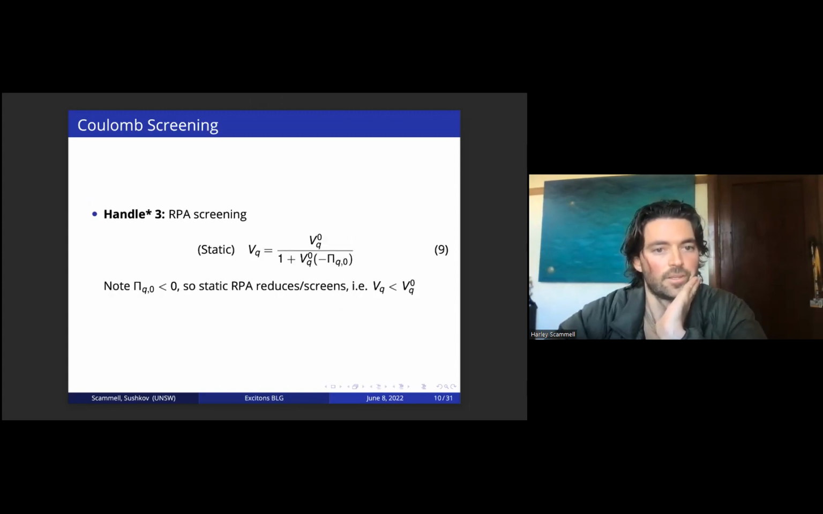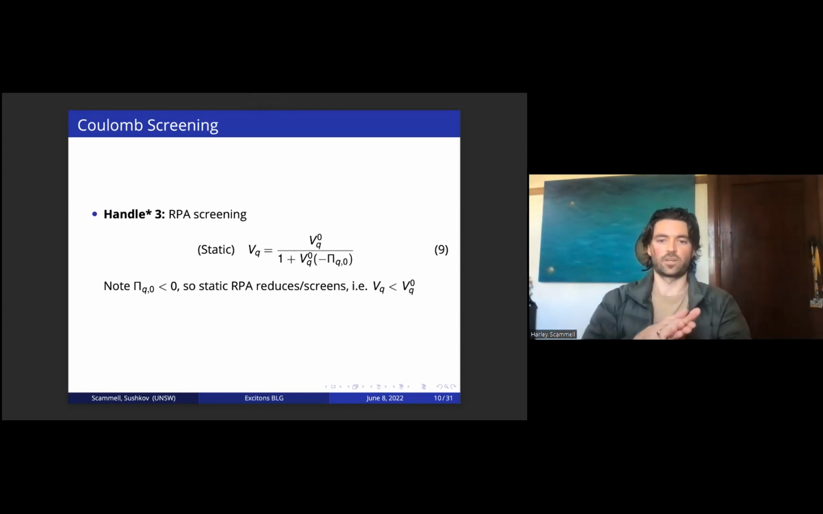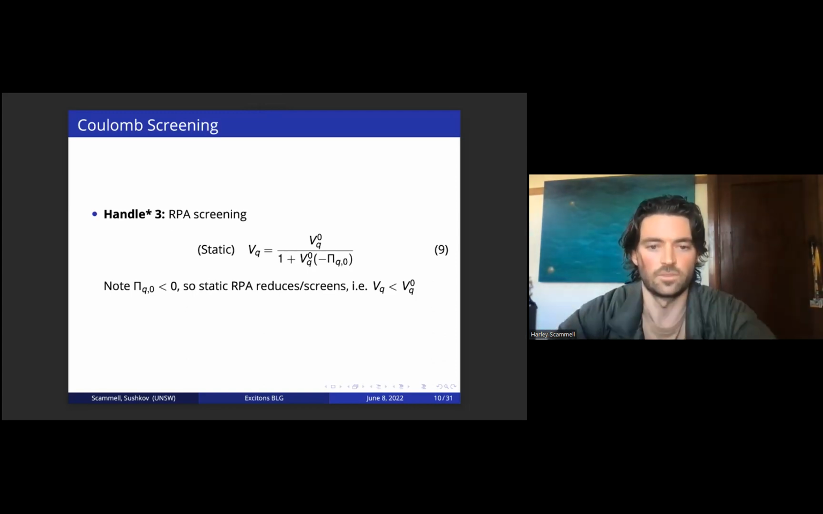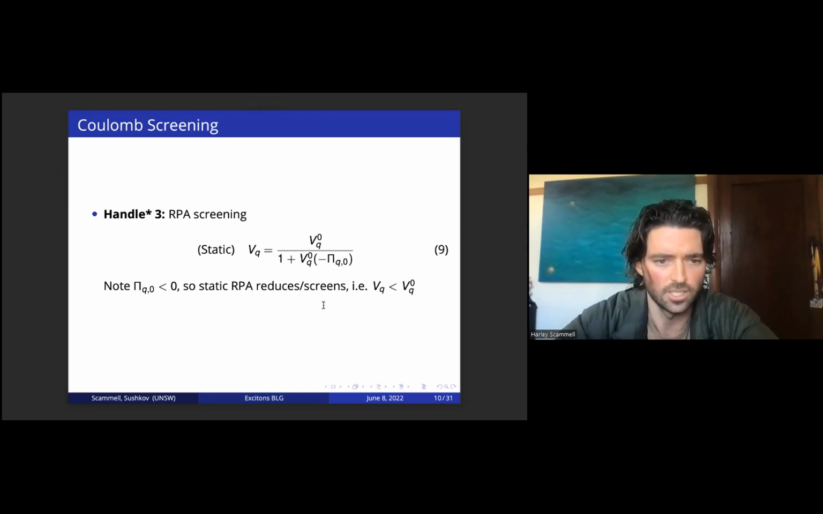And the third, okay, I've been calling these handles, but you don't really have much choice here. This is RPA screening. This is how Coulomb acts inside the two-dimensional plane of bilayer graphene, creating virtual particle-hole excitations, which act to reduce the Coulomb interactions. This is the standard screening picture.